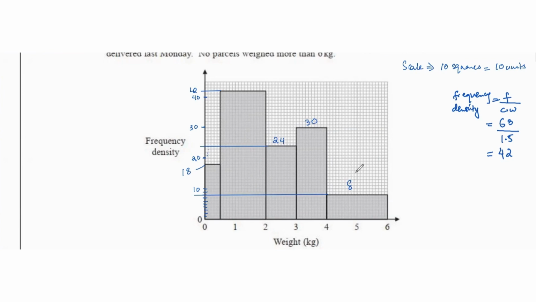So using these frequency densities and class intervals, I'm going to find the total number of parcels. Plus, then we had 63 for that, plus 24 times 1, plus 30 times 1, plus 8 times 2. That's going to give us 42 plus 63 and so on. So 142 is the total number of parcels that he delivered last Monday.